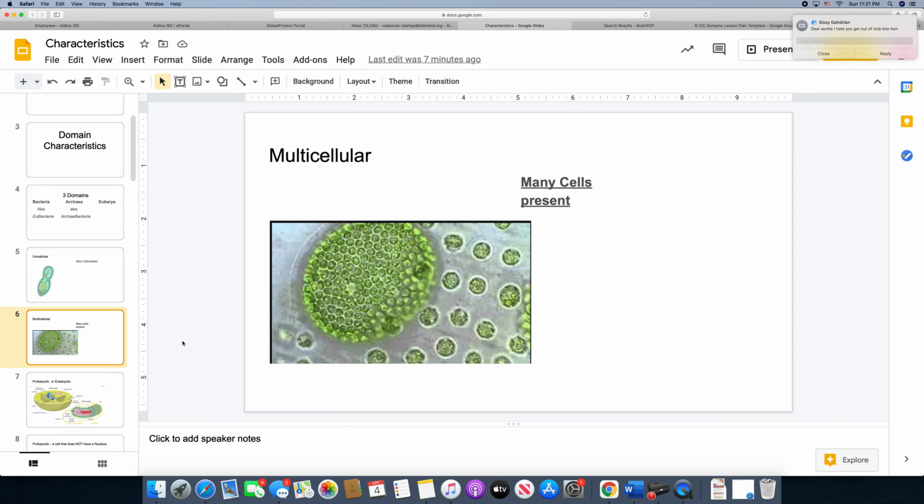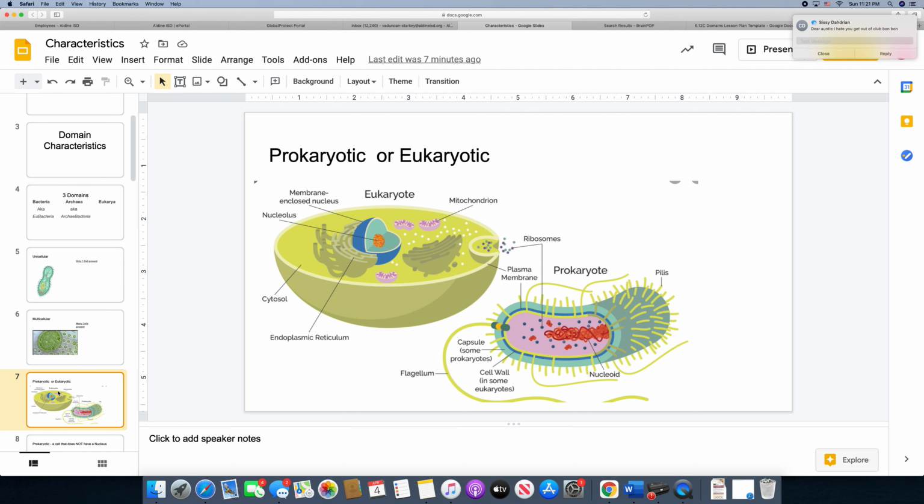The next characteristic that you learned about was whether a cell was prokaryotic or eukaryotic, which simply means, does your cell have a nucleus or does it not? We know that the nucleus is where the DNA is held inside of a eukaryotic cell.